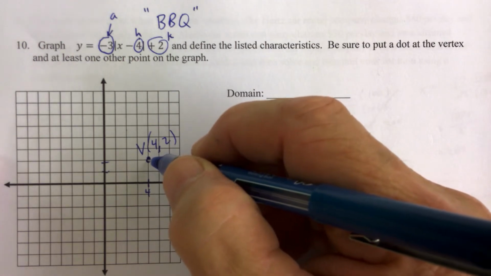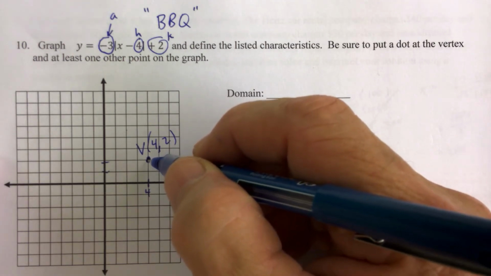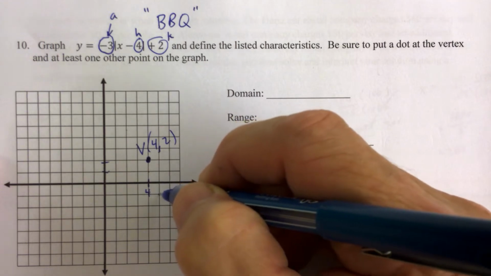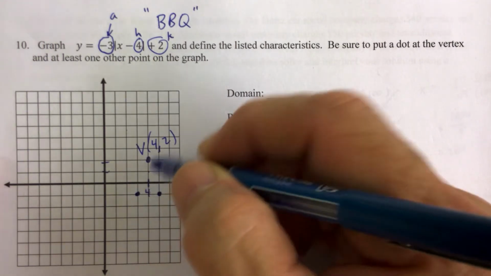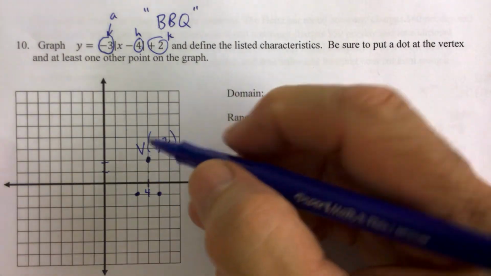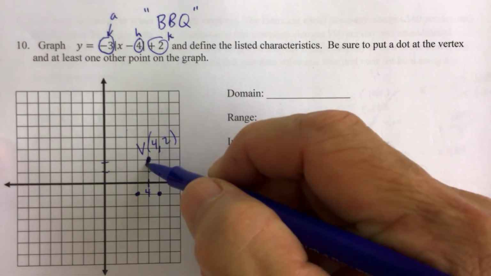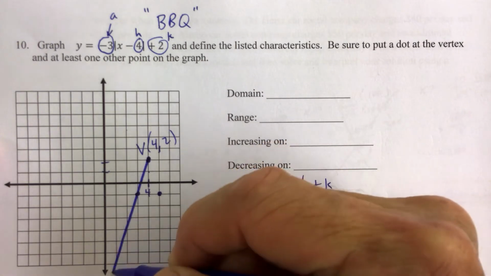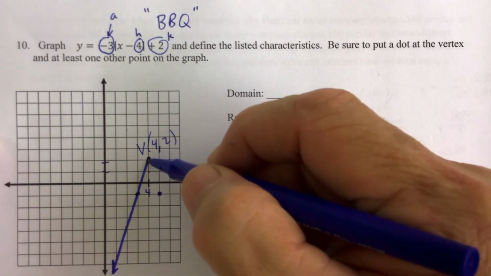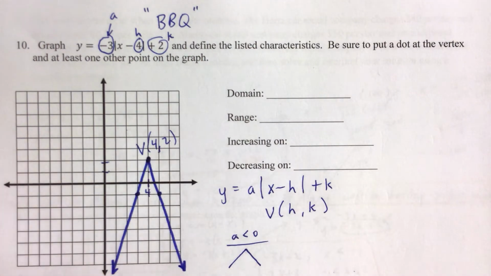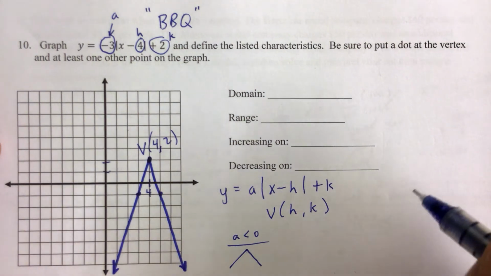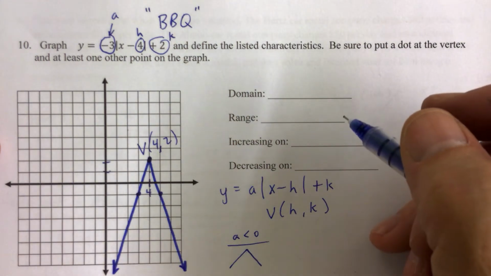So if you take from the vertex and you count down 3 and over 1 to the right, down 3 and over 1 to the left, we have 2 other points on the graph of this function, and we just connect the dots, opening down, and there you have it. That's the graph of the function. So that's one piece of the 5 pieces that need to be in place if you want to get the barbecue.